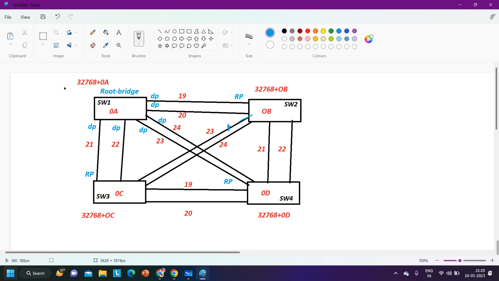On this link, I'm sending BPDU and this switch is also sending BPDU. In both BPDUs, the root bridge ID will be the same, 0A. Cost will also be the same. Sender bridge ID would be different. Sender bridge ID of switch B is lower. That means both of these two ports will become DP.